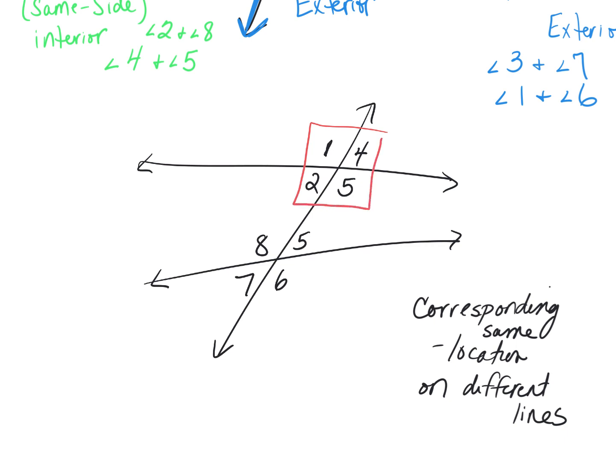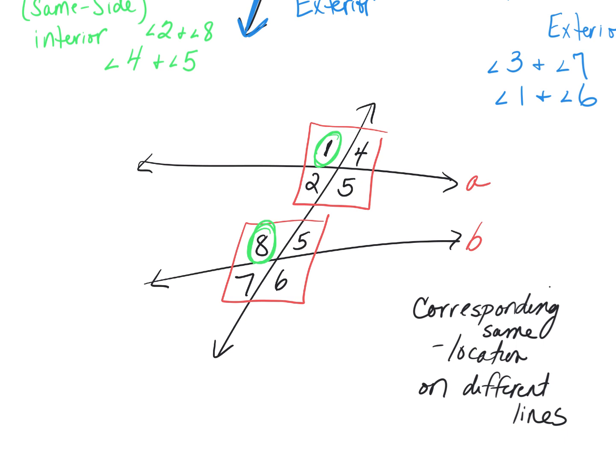Okay, so if we look at these 4 angles, we notice these 4 angles are on line A, and these 4 angles are on line B. Angle 1 and angle 8 sit in the same position on each line. So angle 1 is in the same position as angle 8 on line B.